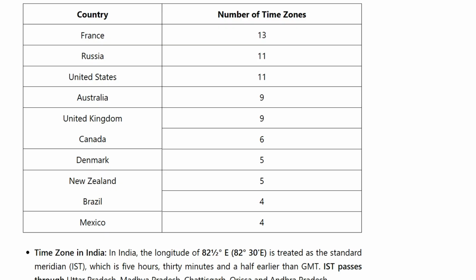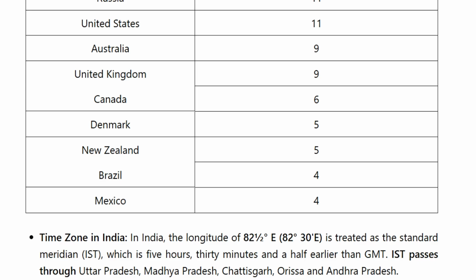Time zone in India. In India, the longitude of 82.5 degree east is treated as the standard meridian. IST is 5 hours 30 minutes ahead of GMT. IST passes through Uttar Pradesh, Madhya Pradesh, Chhattisgarh, Odisha and Andhra Pradesh.